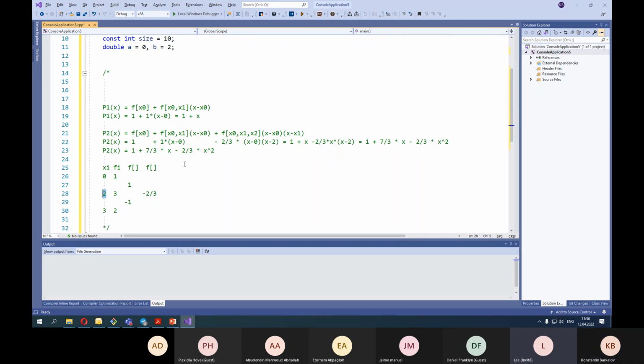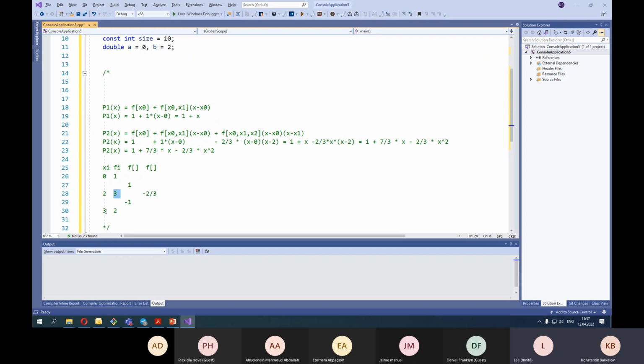8 over 3, right? 8 over 3 and plus 1, right? Yes, of course, plus 1. I forgot about this plus 1. And finally we have 1 plus 6 over 3. 6 over 3 is 2, and we have 3.